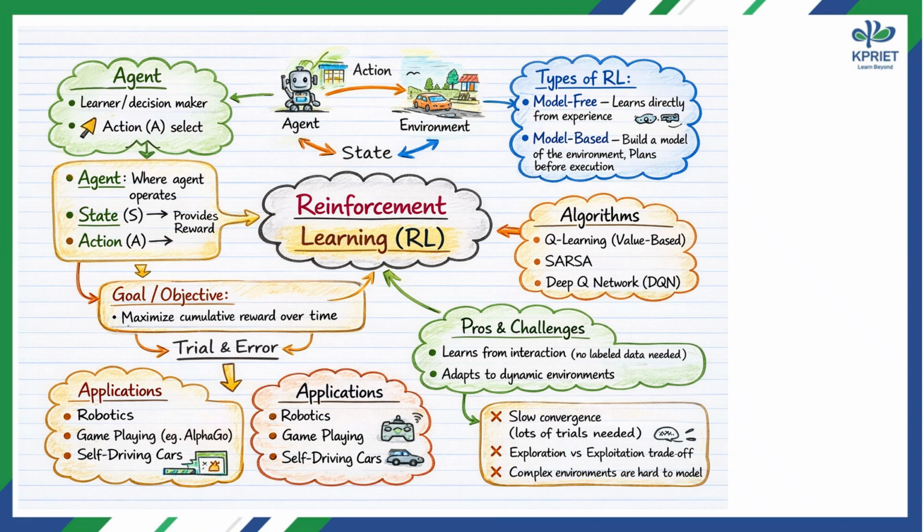Now the types of RL are model free and model based. A model free approach learns directly from experience, and model based builds a model of the environment and plans before execution. A few of the algorithms are SARSA, Q learning, and Deep Q Network (DQN). Pros and challenges: it learns from interaction and adapts to a dynamic environment. It is slow in convergence, there is an exploration versus exploitation trade-off, and complex environments are hard to model. It is mainly applied in self-driving cars, robotics, and game playing. It also has applications in robotics and self-driving vehicles.